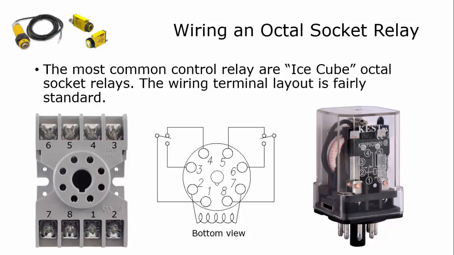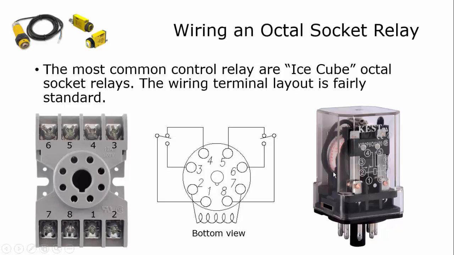So now you do know how a relay works. We're going to be using an IceCube relay. They're called IceCube relays because they are in a clear plastic housing most of the time. They kind of look like a little ice cube, and this particular one is a double pole, double throw.